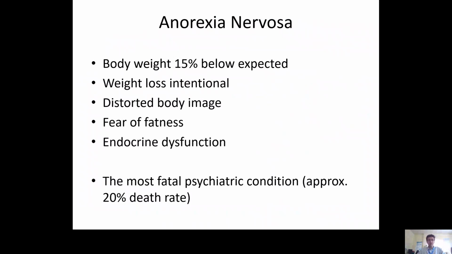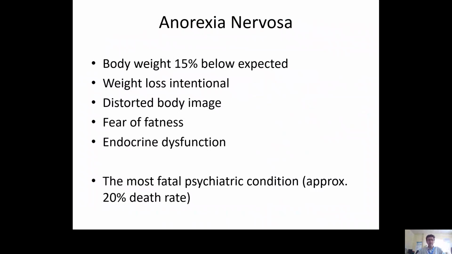The mainstay of treatment is family therapy in young people, and medications have a very limited benefit in anorexia nervosa, but comorbid other mental illnesses like anxiety and depression need to be treated.